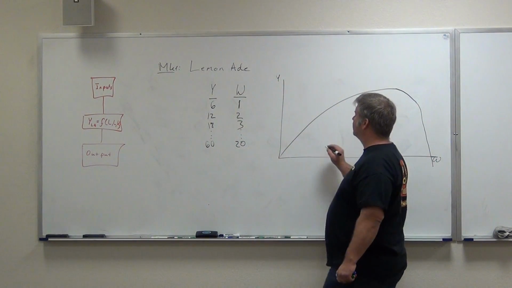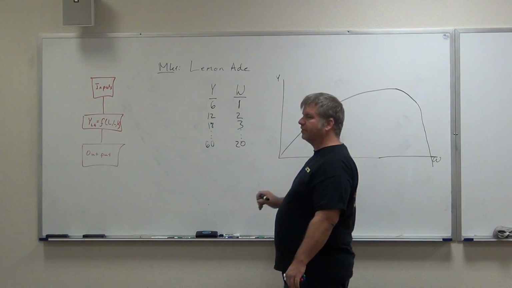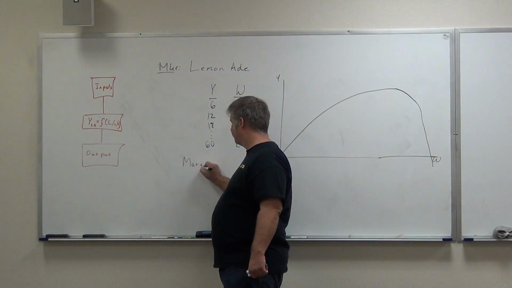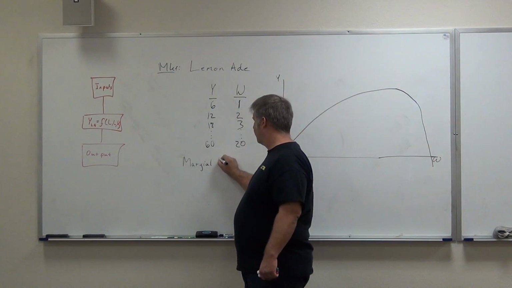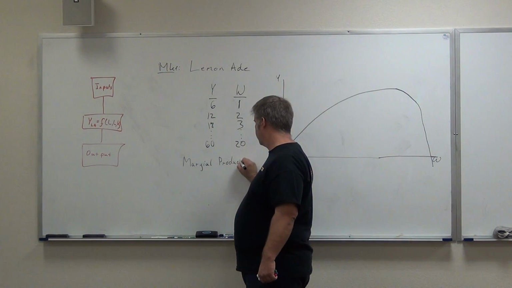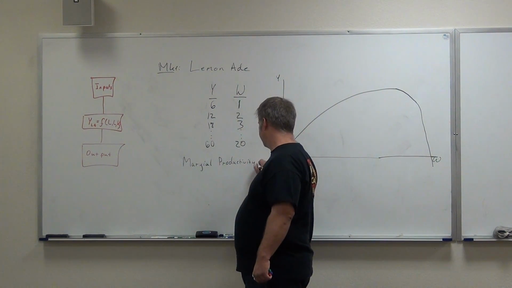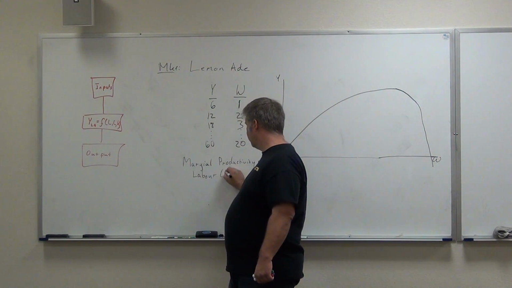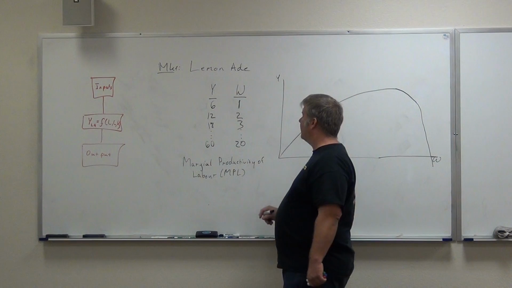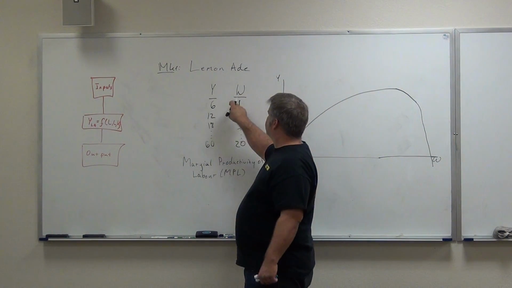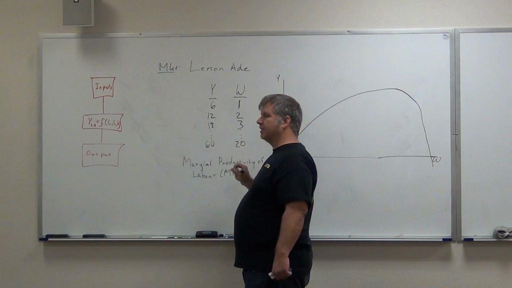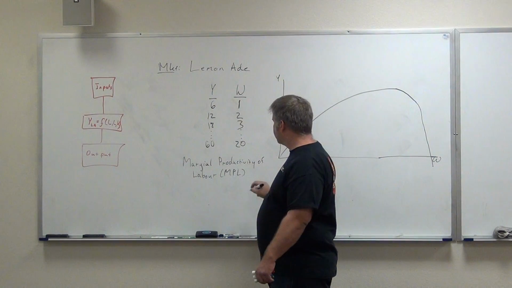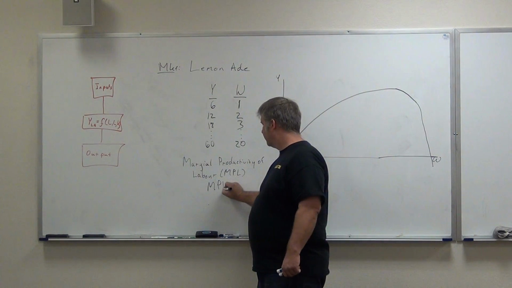So then we can ask the question, so what's the marginal productivity of labor, right? And marginal productivity of labor is just MPL. And I'll always abbreviate that MPL. But MPL is just going to be, we're going to say we add 1 more worker, how much more production do we get? So here we add 1 more worker and we get 6 more units. Pretty easy to calculate.